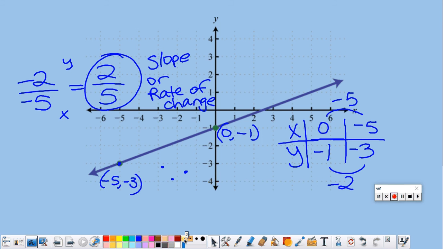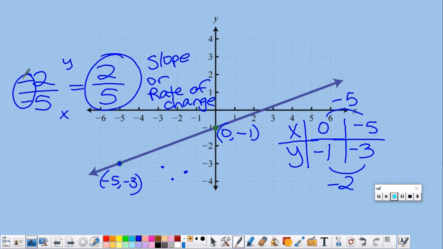Alright, so we ended up with a -2 divided by a -5. That's my y changes divided by my x changes. A negative divided by a negative equals a positive. So we end up with a slope of 2/5. Do you think that matches what we have in our graph? Is this a positive or a negative number, 2/5? Positive. Are we increasing or decreasing? It's increasing.